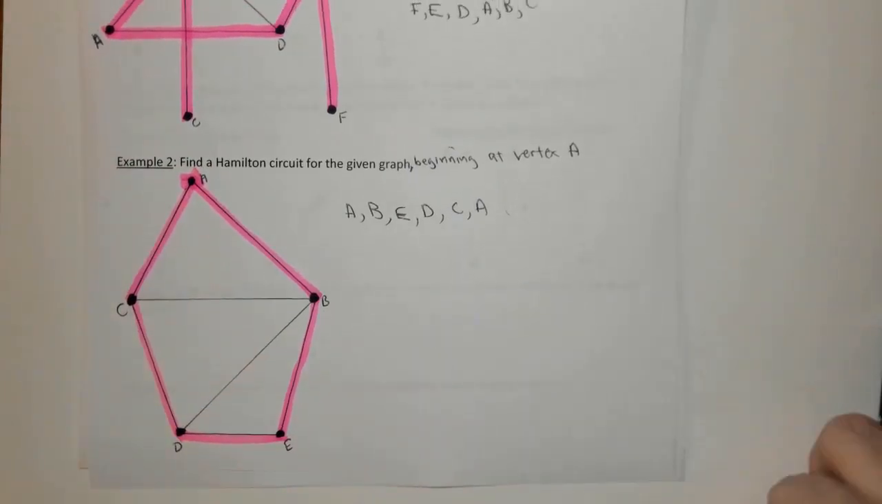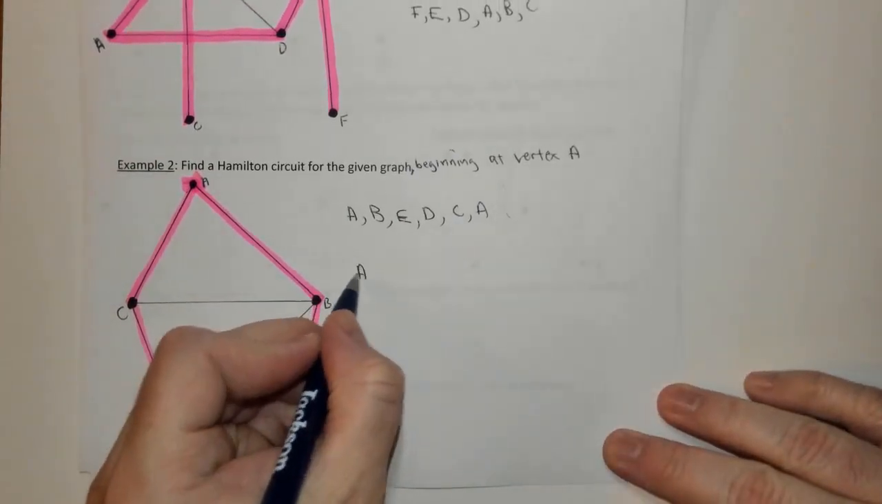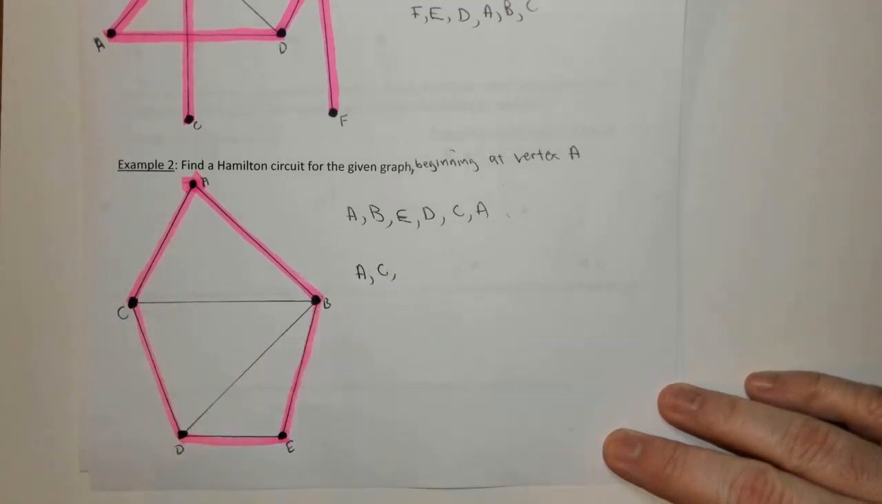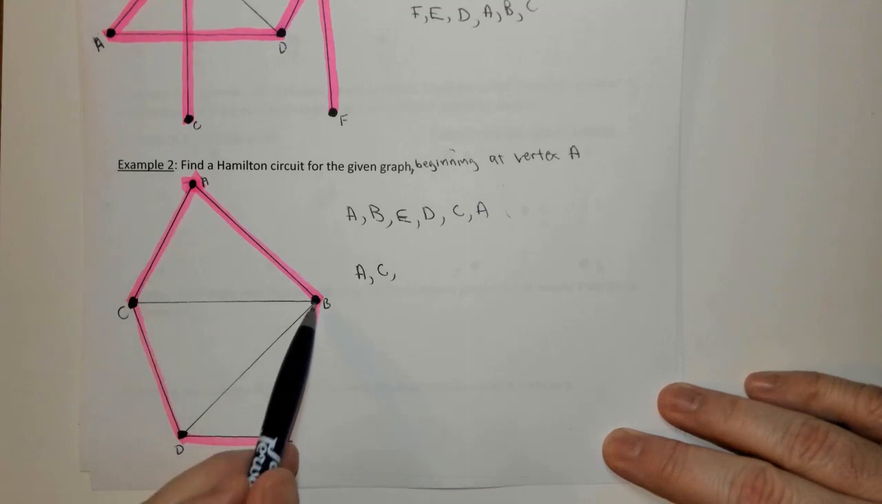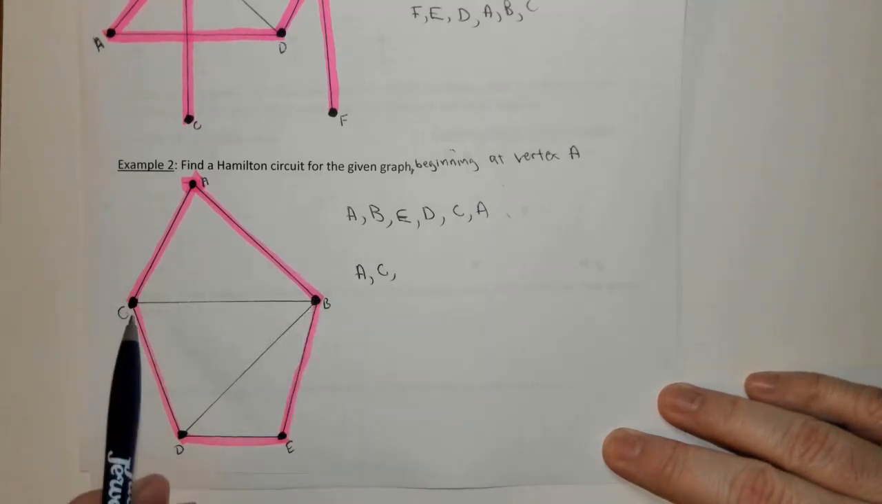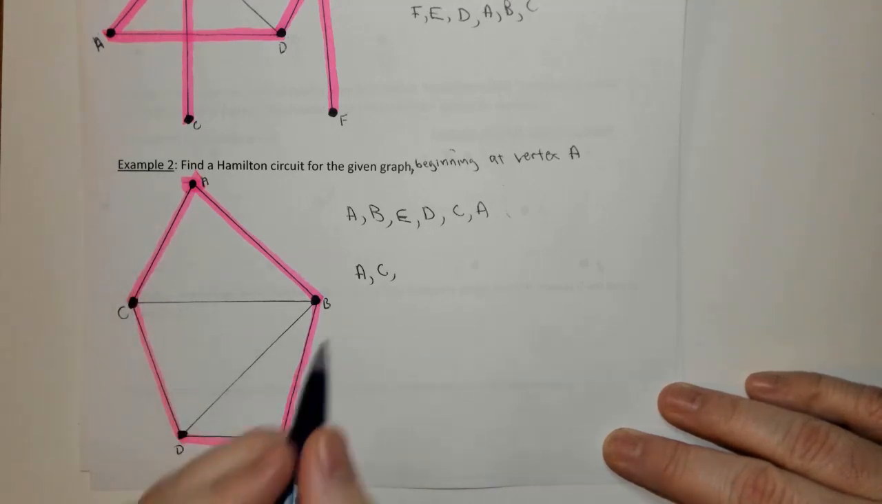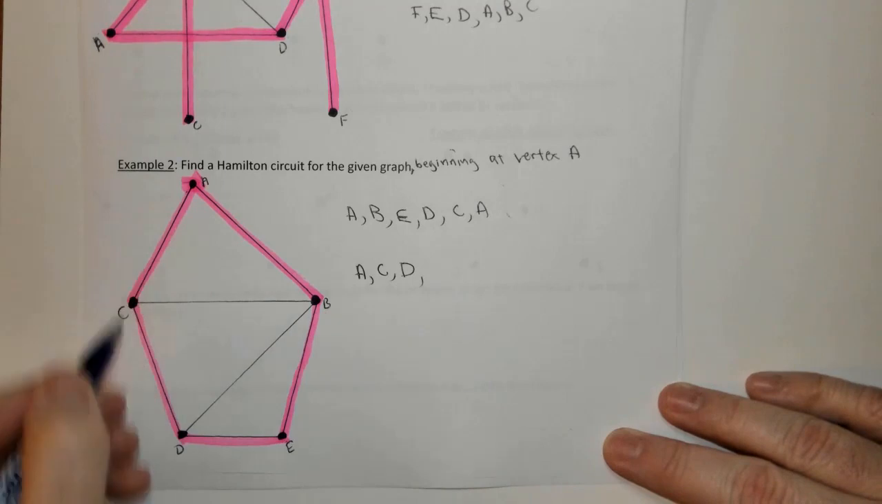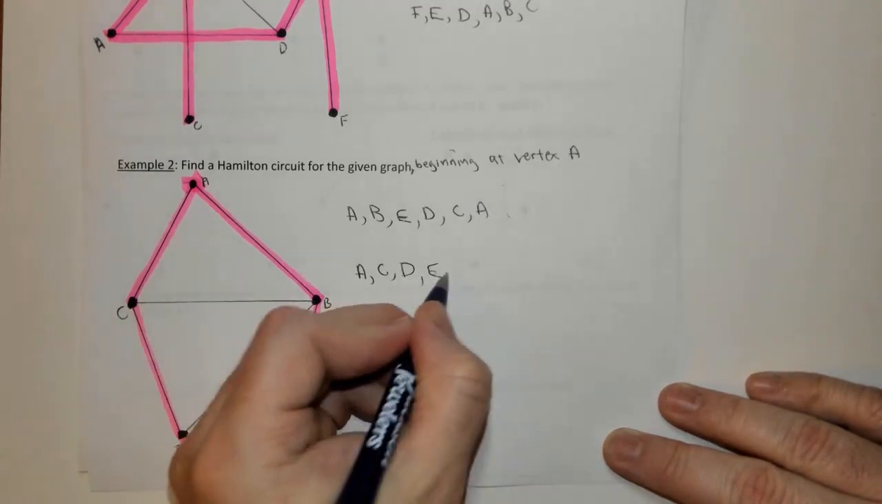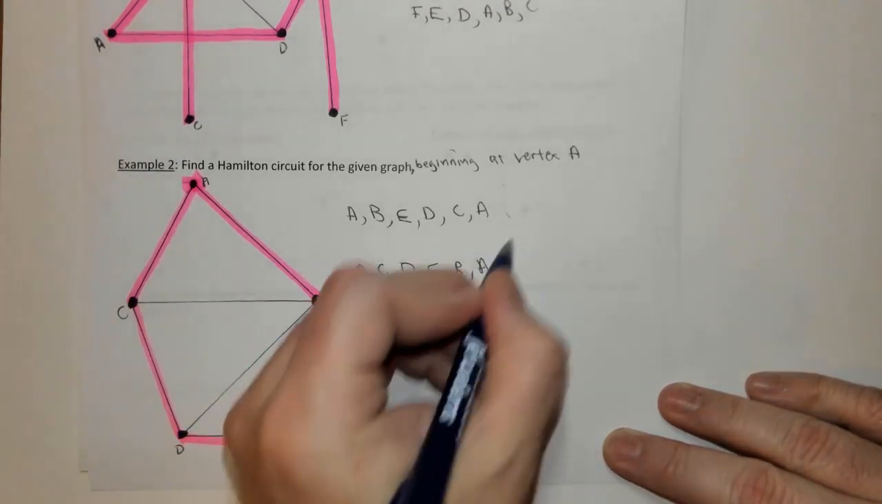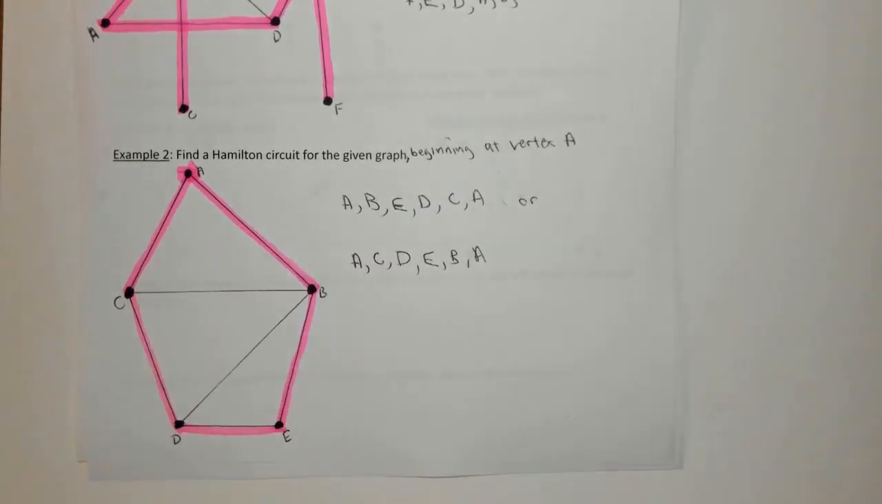And I could go the opposite way. If I go from A to C, again, if I were to cross over to B and go to D and then E, I still have to cross back to B. Or if I went from C to B and went to E, I'd still have to cross back over C. So A, C, D, E, B, A. So both of those answers are acceptable on the homework.